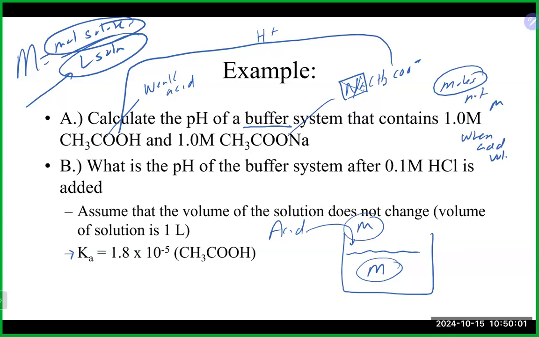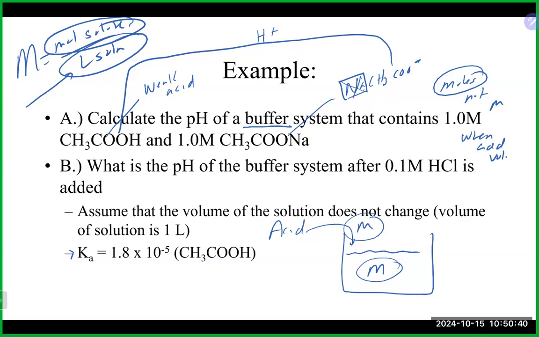We will also need an ICE table to figure out what happened to the buffer. How did it change as a result, for example, of us adding acid or base to it? So let's take a look at part B here, where we're going to do that, and we'll go through it together so I can show you what's going on. Using the same buffer, we want to know what will be the pH after we add 0.1 molar HCl. In this particular problem, which is not the case in most problems, we're just going to assume that everybody's volume is 1 liter, just so we can focus on the calculation part.